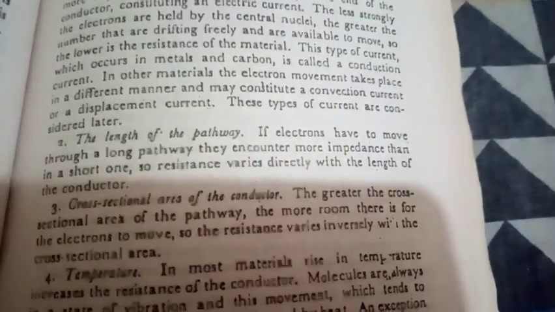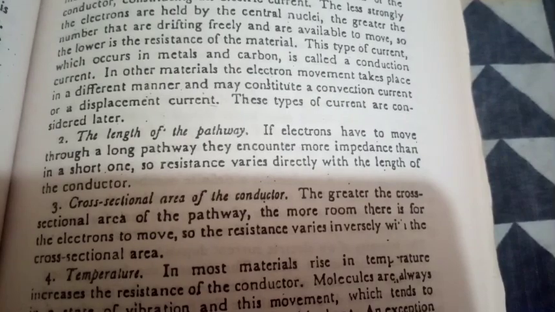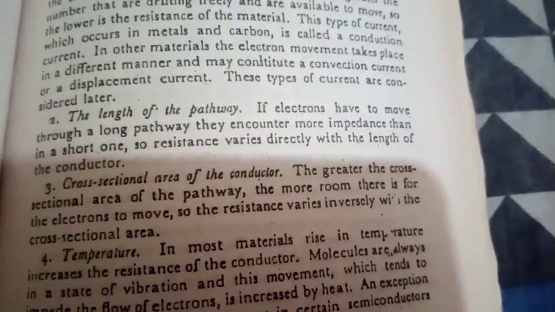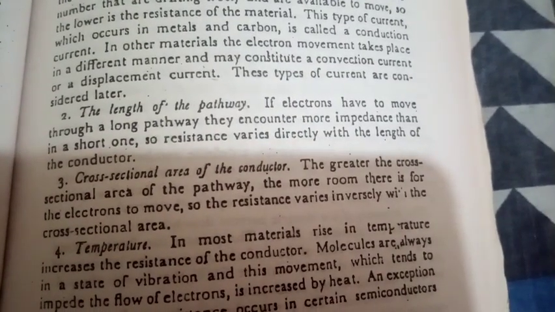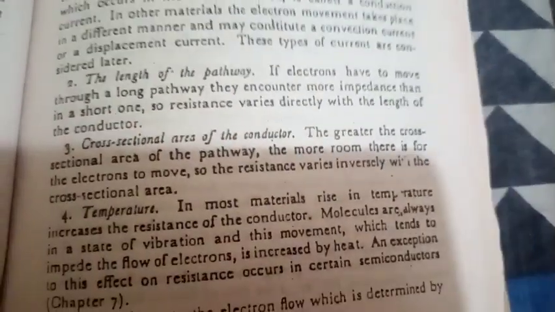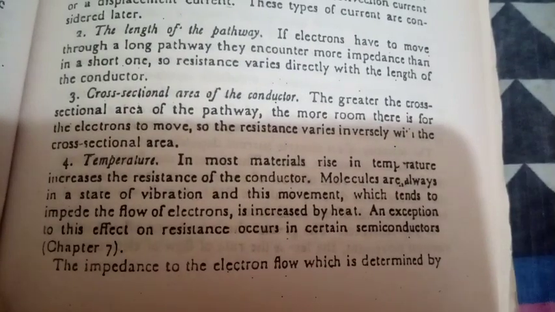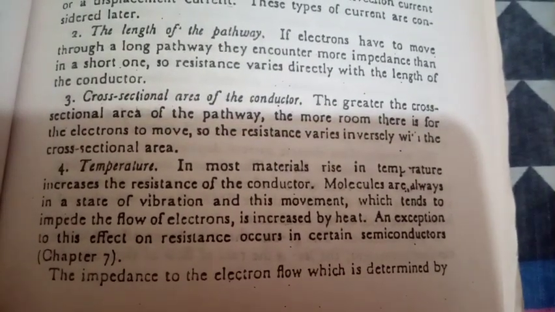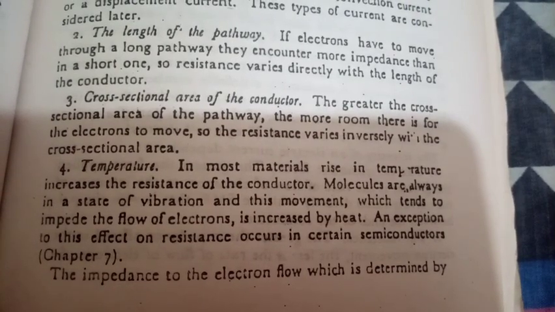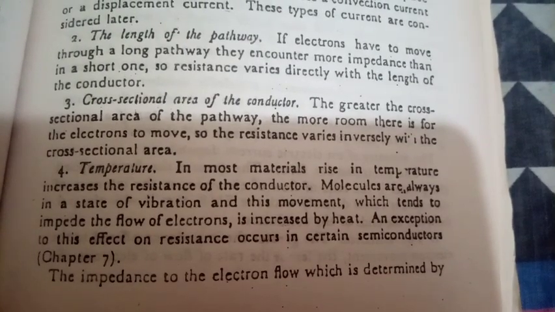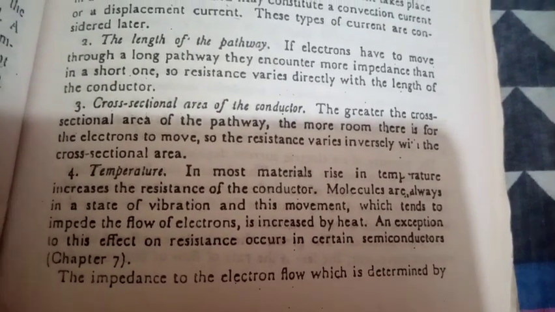The length of the pathway: if the electrons have to move through a long pathway, they encounter more impedance than in a short one, so resistance varies directly with the length of the conductor. Cross-sectional area of the conductor: the greater the cross-sectional area of the pathway, the more room there is for the electrons to move. Temperature: in most materials, a rise in temperature increases the resistance of the conductor. Molecules are always in a state of vibration, and this movement, which tends to impede the flow of electrons, is increased by heat. The exception to this effect on resistance occurs in certain semiconductors.